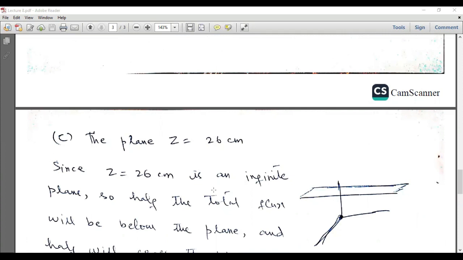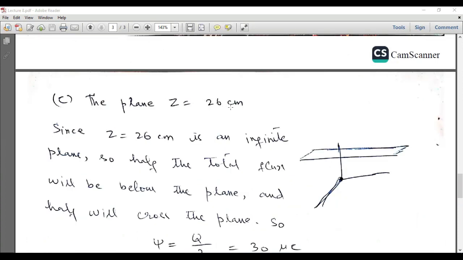In the third part, we have to calculate the flux leaving this plane, which is located at z equal to 26 centimeters, and here at the origin we have the point charge. Now this is an infinite plane located at z equal to 26 centimeters, and we have the point charge over here, and this plane is extended for y from minus infinity to infinity and x from minus infinity to plus infinity. So the total flux leaving out this closed surface can be divided into two parts. First part is moving in the positive z direction, and one part is flowing towards the negative z direction.